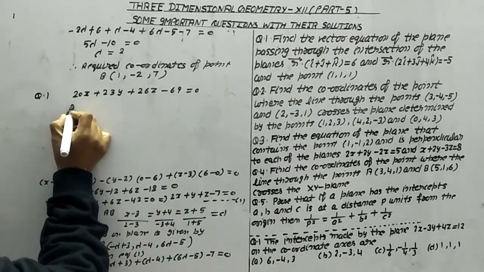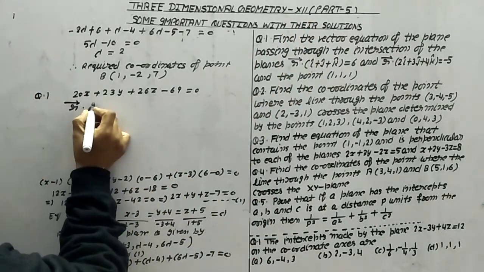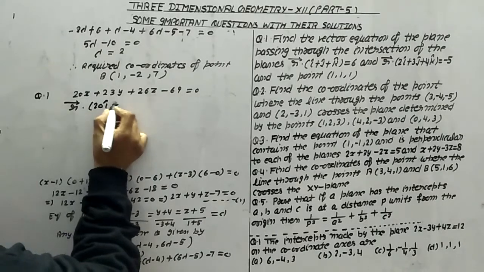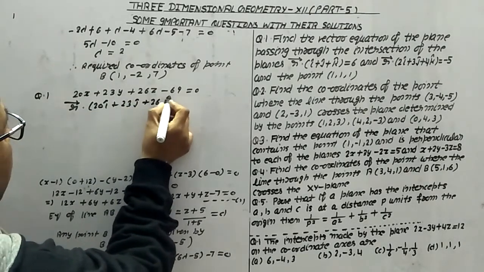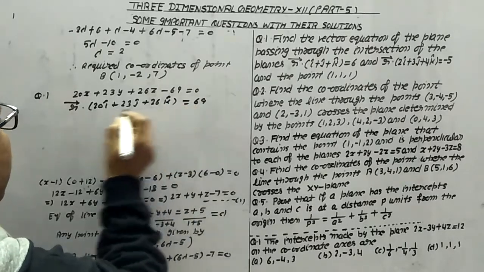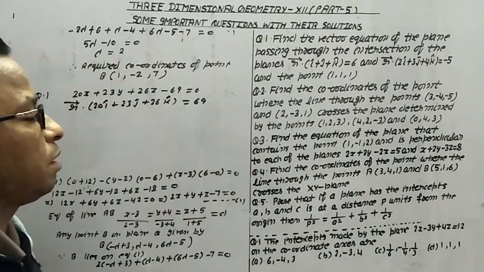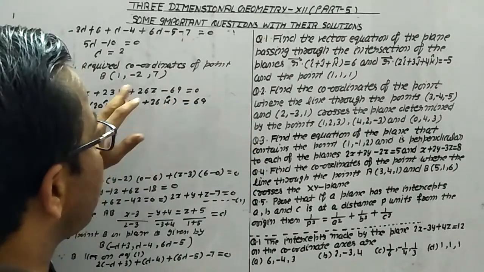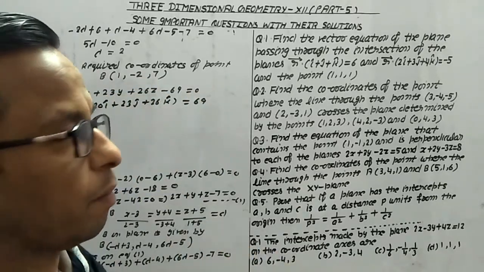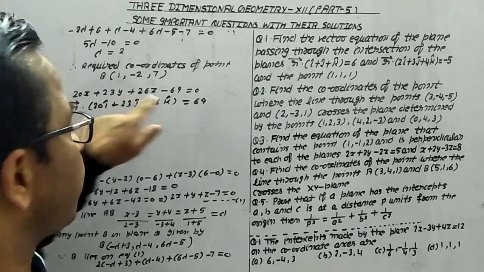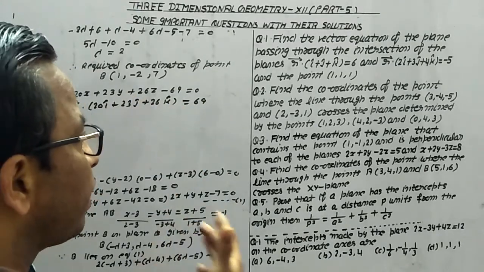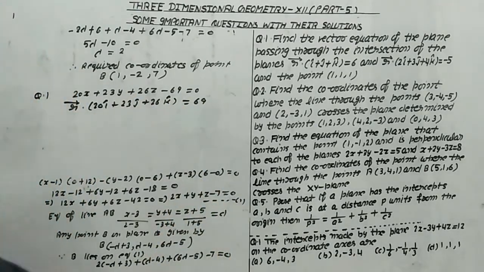So we know very well the vector equation is given by vector r dot (20i plus 23j plus 26k) is equal to 69, and this will be the accurate answer because they were asking for the vector form, and the above form is the Cartesian form. So only this much addition you have to do, then you will give the answer of question number 1.